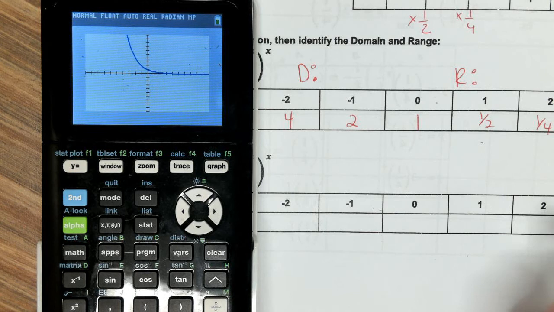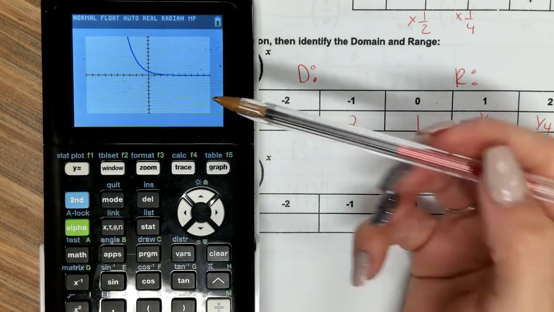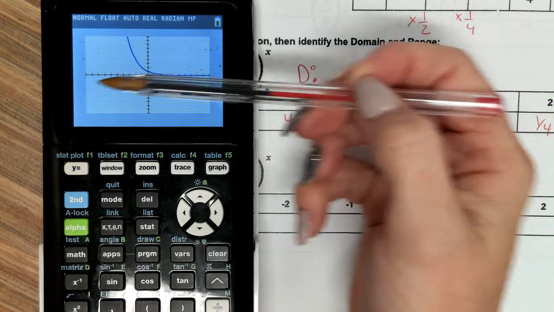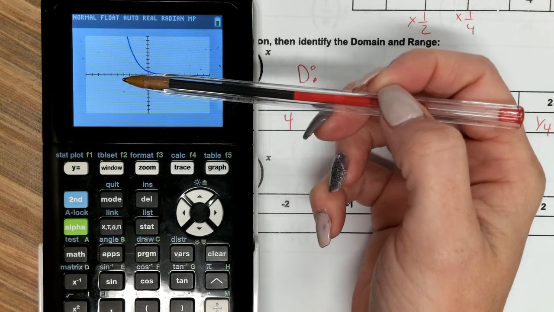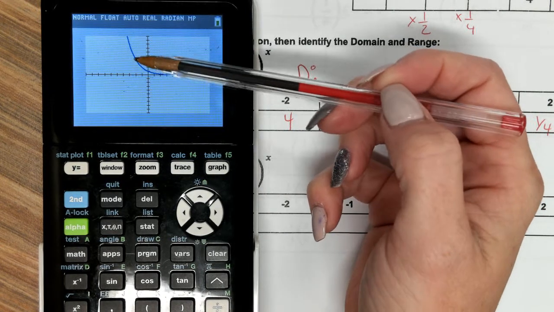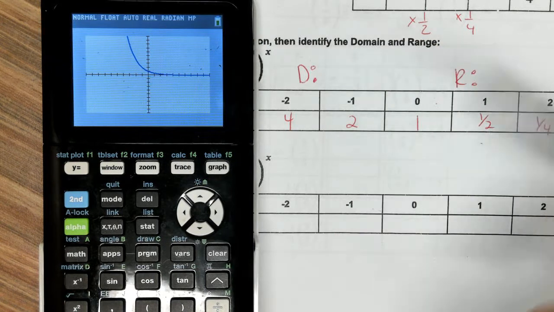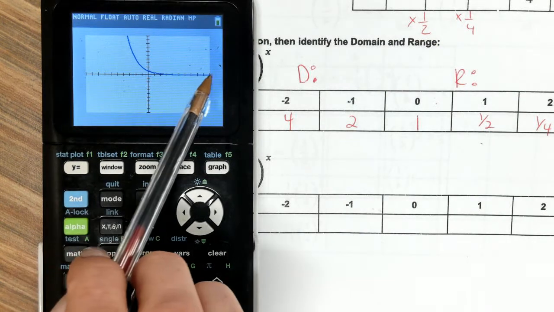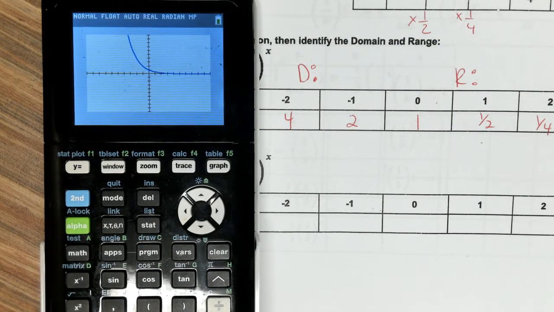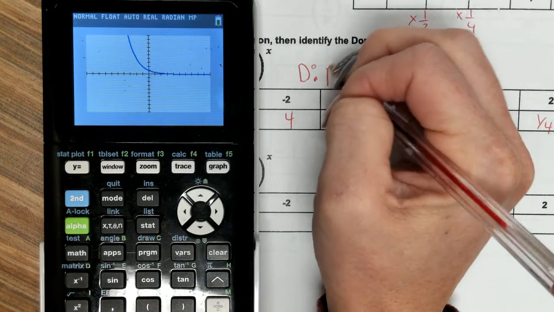Remember that the domain is the x's, so you're looking on the left. Going left, is there going to be a minimum? Is it going to stop, or is this going to keep going? Okay, how about on the right? Is it going to stop or keep going? So what is my domain? All real numbers.